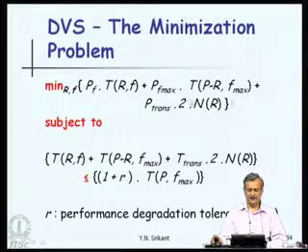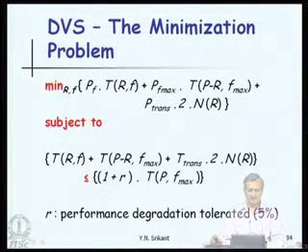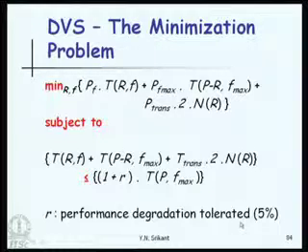This is the total energy consumption for the program, and this must be minimized over all possible regions and frequencies subject to a constraint. The constraint is that the total time required to execute the program should be below a certain threshold. Here R is the performance degradation tolerated, let us say 5%.